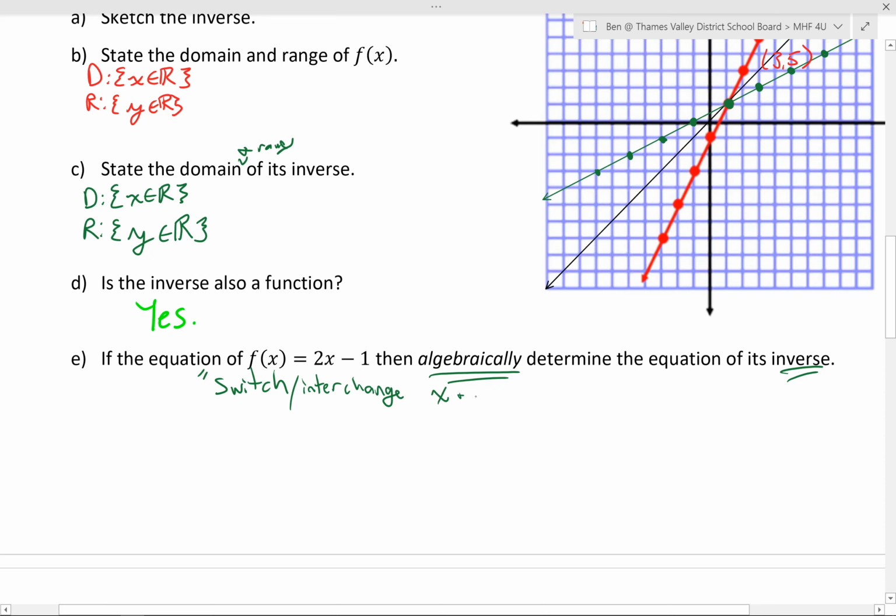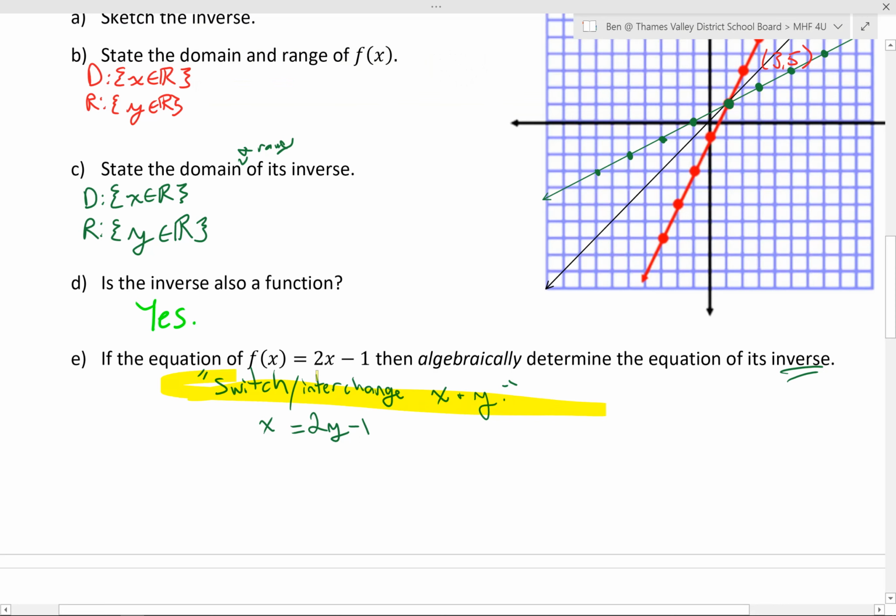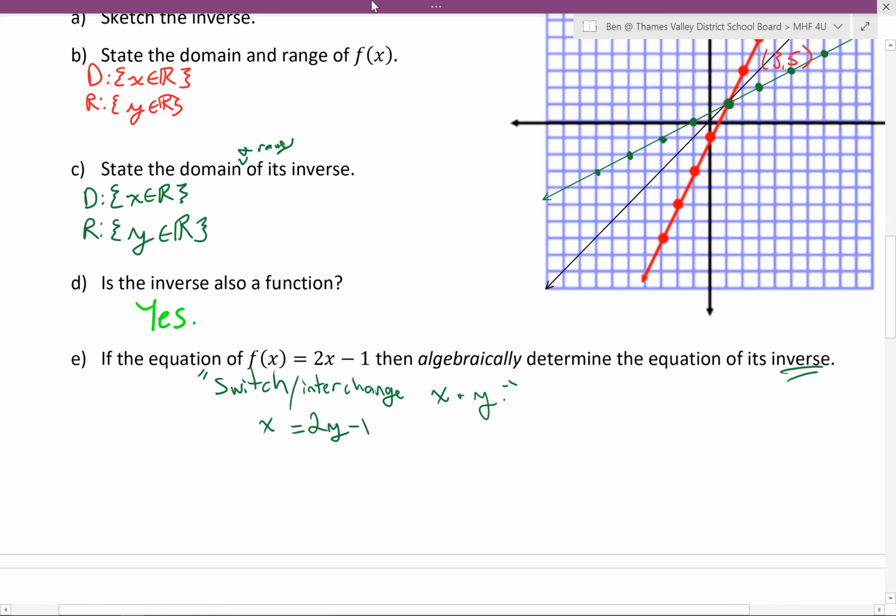x and y. Okay, now that we've written that out, it mathematically will make sense to write this as x equals 2y minus 1. If this communication is missing, then mathematically it makes no sense how we go from the given equation to this equation down here. So you would not gain full marks for that.